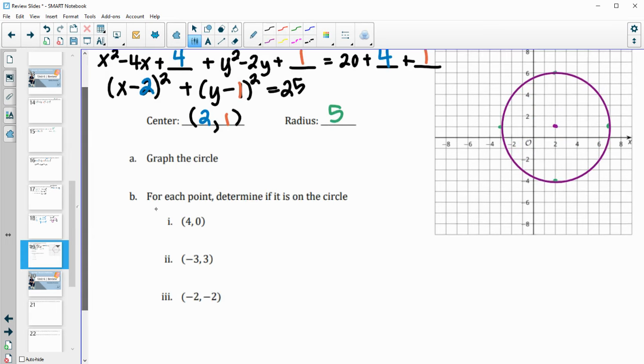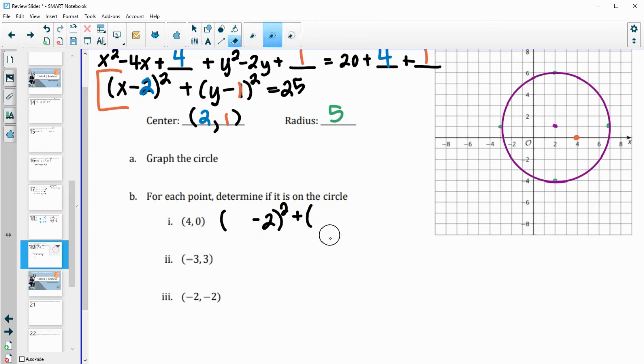Now for part B, it says for each point, determine if it's on the circle. And you can just look here for some of them, like 4, 0 is obviously not on the circle. So if we go to the point 4, 0, it's obviously not on the circle. And the way that you check it is by plugging it into this equation. So we would do x, let me write this out. So we would be plugging these values in. So instead of x, we're going to be plugging in the x value. So x minus 2 squared plus y minus 1 squared.